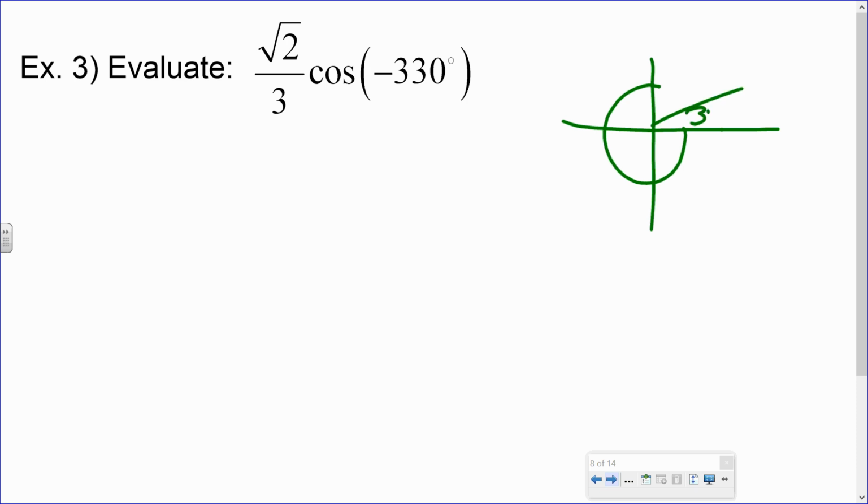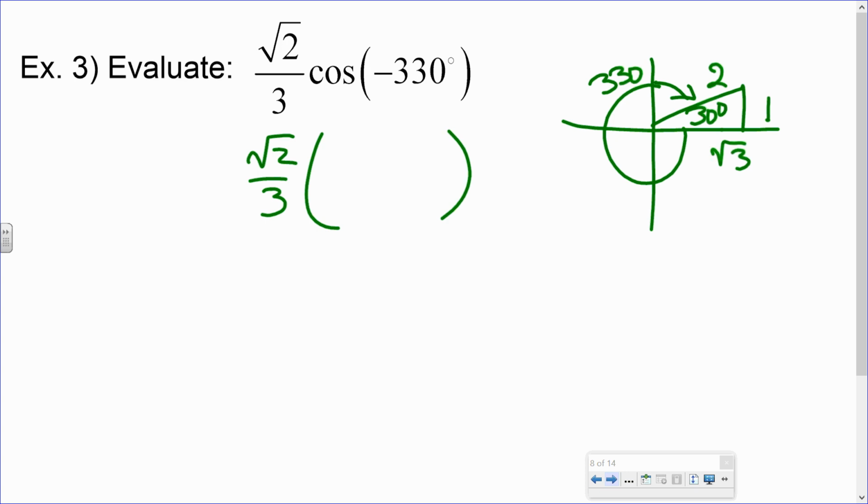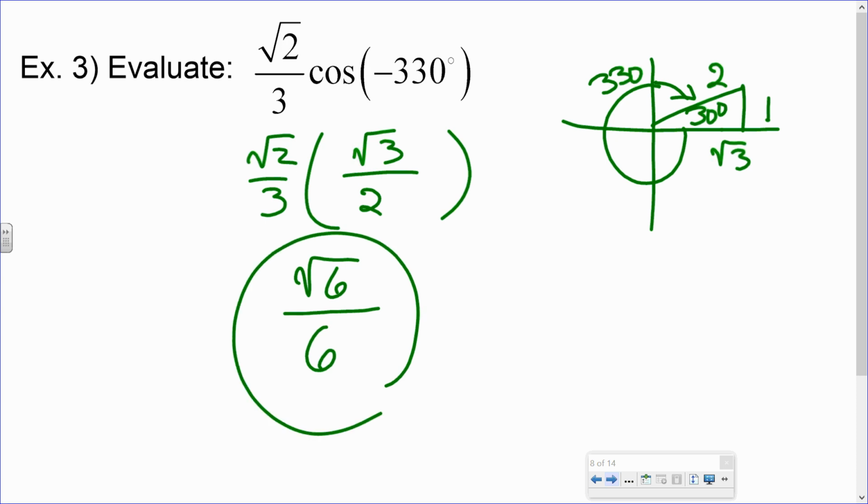30, because I need to go 330, which is 30 less than 360. So my related angle is going to be 30. So this is my short leg. Hypotenuse is double that. Long leg is root 3. First quadrant, everything is positive. So we have root 2 over 3 times whatever the cosine is for our related angle. Adjacent over hypotenuse is going to give us root 3 over 2, so that we end up with root 6 over 6. Questions?